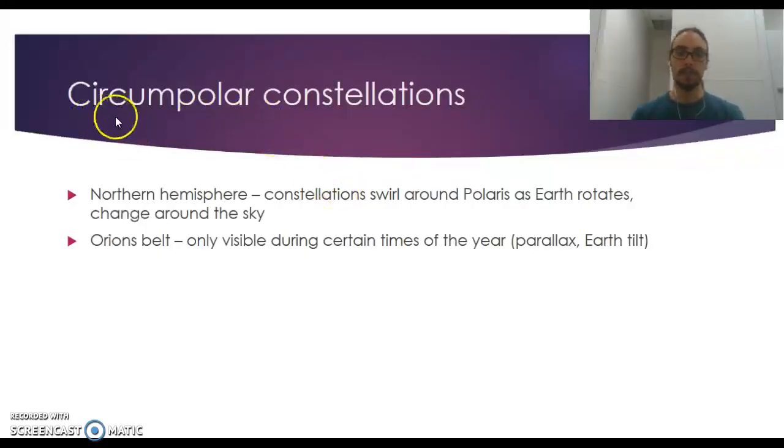So we've got things called circumpolar constellations. Circumpolar constellations are basically, especially in the northern hemisphere where we live, constellations that swirl around Polaris as Earth rotates, and as Earth rotates and tilts with the seasons, they're going to change around the sky. So it's going to look like the constellations are in a different part of the sky than they were in the summer than in the winter, that type of thing. So Orion's Belt is a good example of that. It's only available during certain times of the year. I believe it's the summer, I could be wrong, but it's not visible during the other seasons.